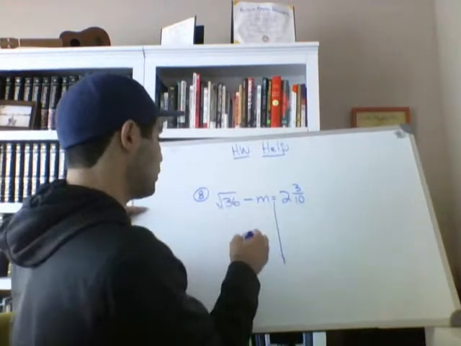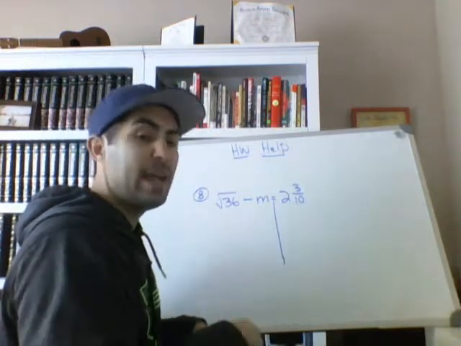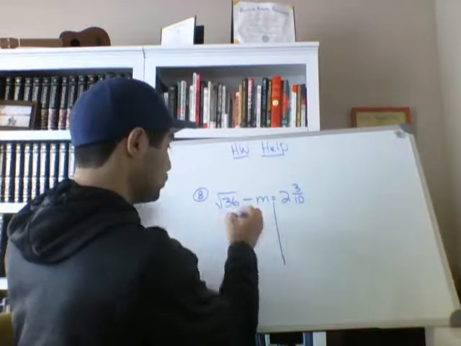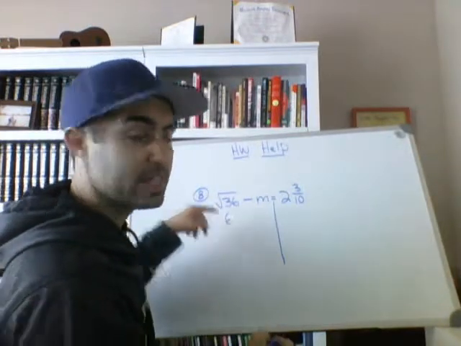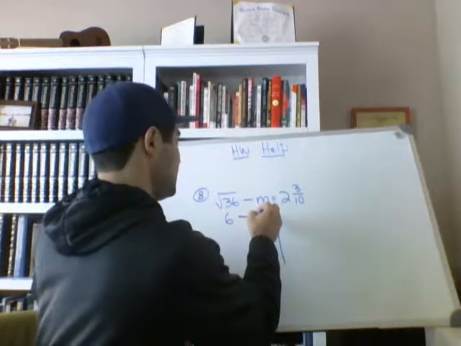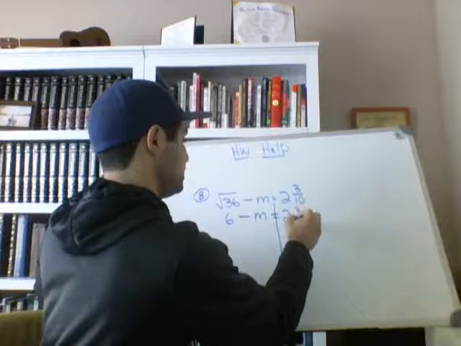All right, so square root of 36. What number times what number equals 36? And that number has to be the same number. And of course, that is 6. So I'm going to write the answer directly below square root of 36. Once I do that step, I bring everything down. Minus m equals 2 3/10.